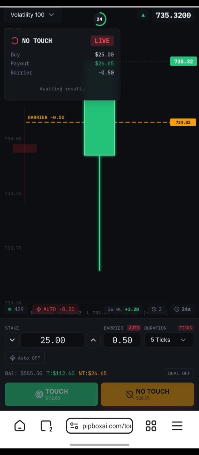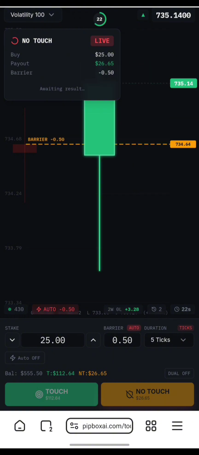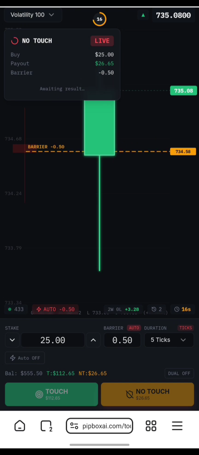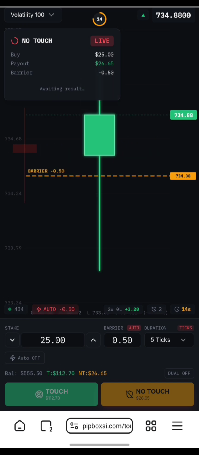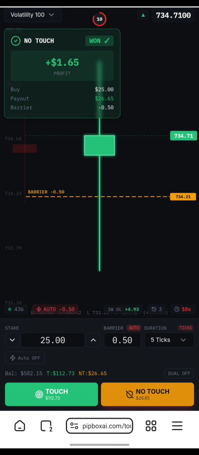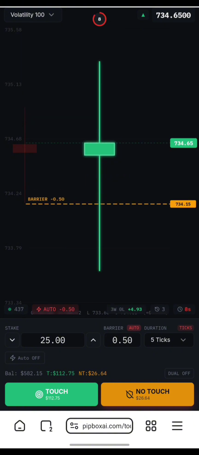We can enter another trade. You see it's now on a bullish trend, and make sure it's a no touch trade. Okay, it's a no touch trade. If you enter a touch trade with this strategy, my friend, you're going to lose it. Okay, this is a no touch trade, and you see we are up 4.93 USD.